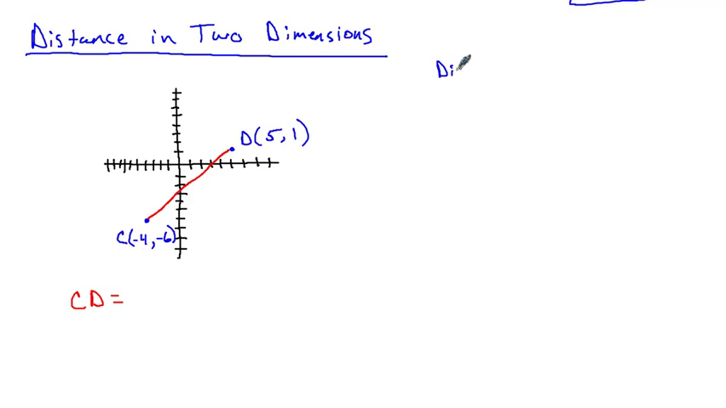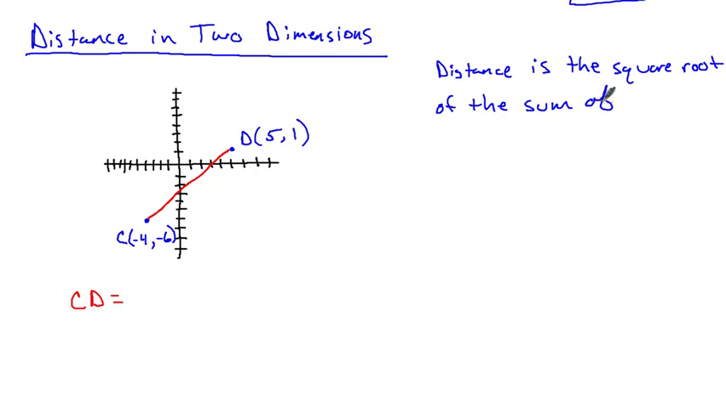So distance is the square root of the sum of the squares of the difference between the coordinates.